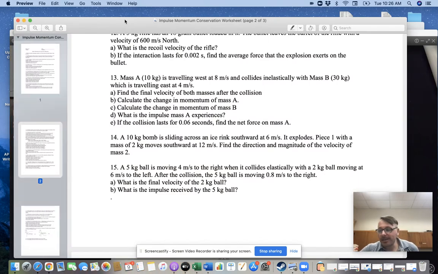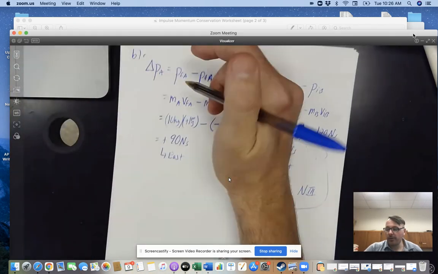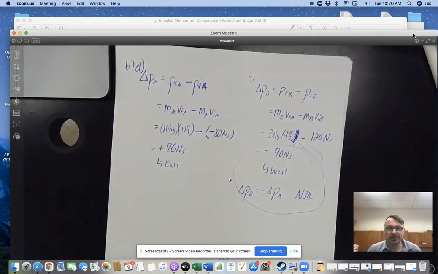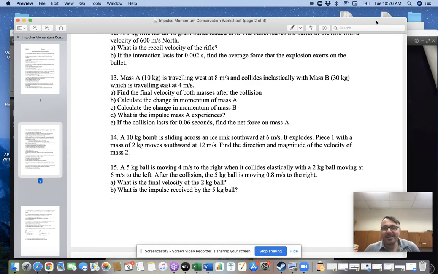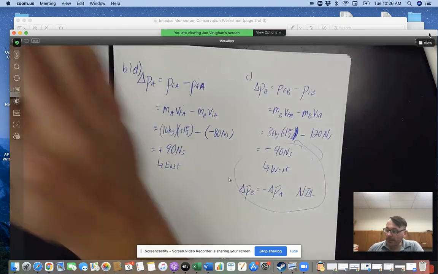What's the impulse mass A experiences? Well, this is me once again ensuring that you know the impulse is the change in momentum. I'm just going to change that to B and D and be done with it. And then finally, if the collision lasts for 0.06 seconds, find the net force on mass A.